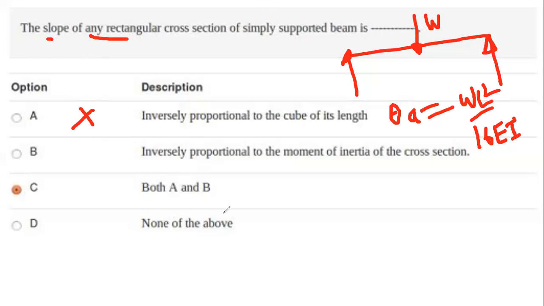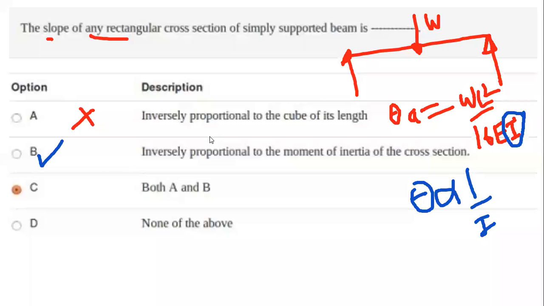Second, the slope is inversely proportional to the moment of inertia. Now if you see the formula, this theta is inversely proportional to the moment of inertia. Third option is both A and B, and the fourth one is none of the above. The second option is the correct one, that is slope is inversely proportional to the moment of inertia. So the correct answer is option B.